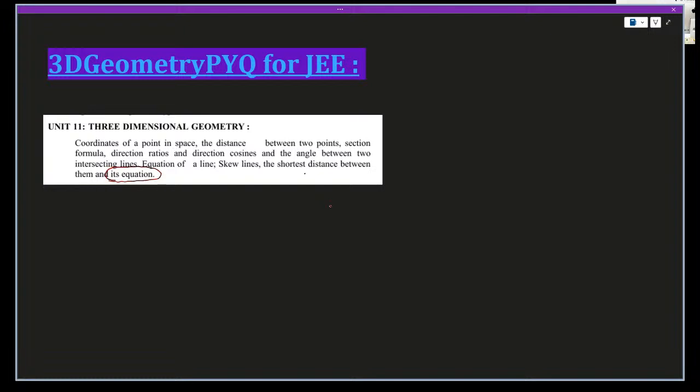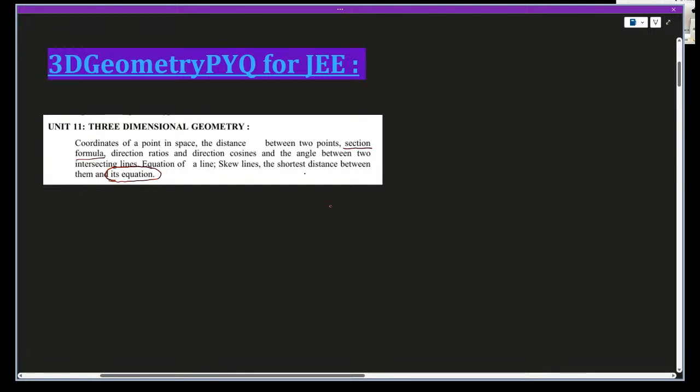Similarly, this section formula is also not there now in CBSE class 11, but most of you have done it. Section formula, without doing that, no one prepares for any exam nowadays. All of you are science students going for JEE and other examinations.